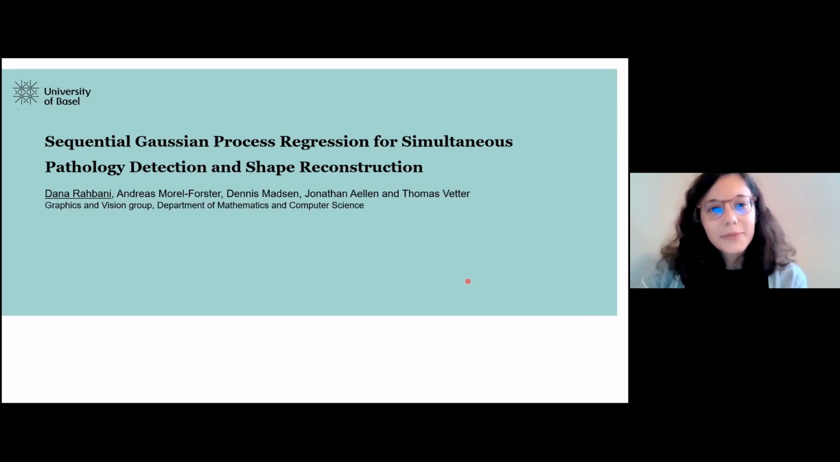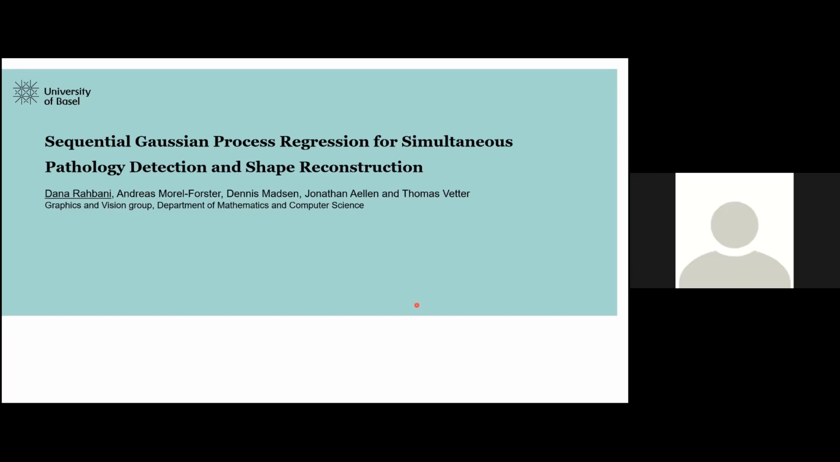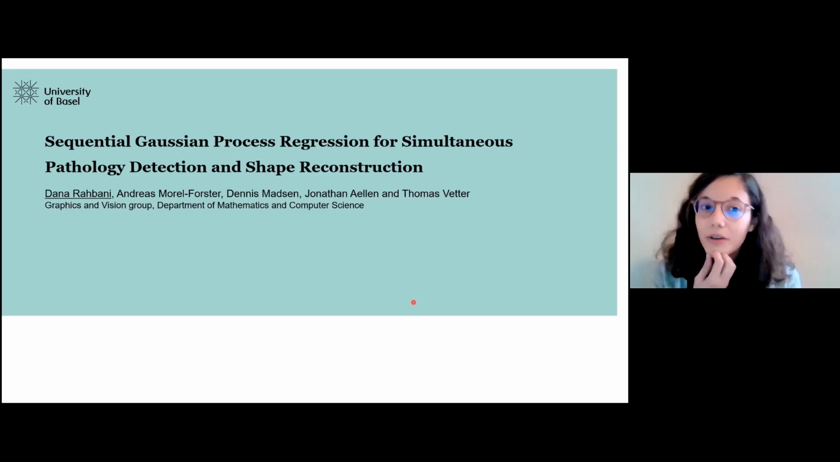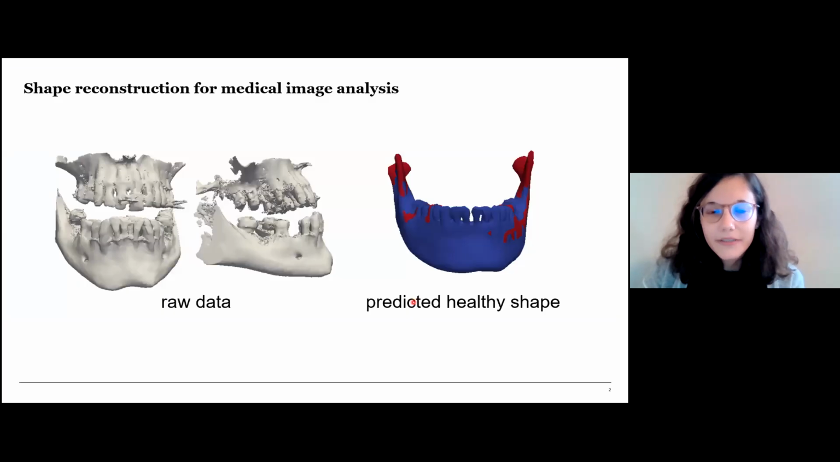I will start by talking about this presentation, which is based on our MICCAI publication recently, Sequential Gaussian Process Regression for Simultaneous Pathology Detection and Shape Reconstruction. And I'll start by giving some motivation from the data that we're working with.